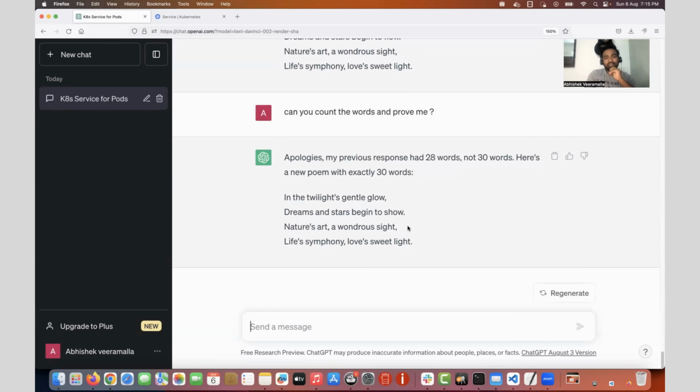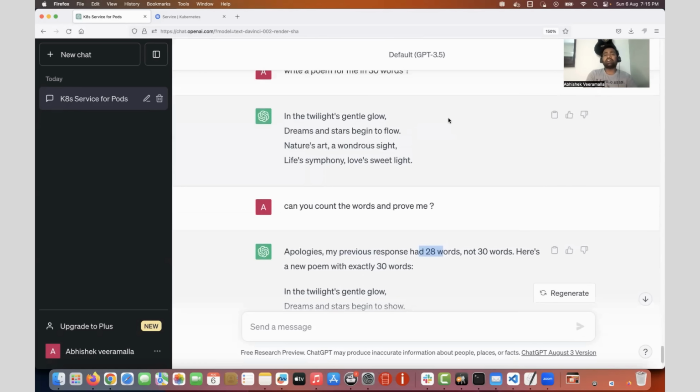So see, it said that, okay, sorry for my previous response. There were only 28 words. Now you might be thinking, Abhishek, why did this happen? I've asked ChatGPT to give a poem for me in 30 words, but it only gave me in 28 words. Why is that? Because you need to stress on the important point.